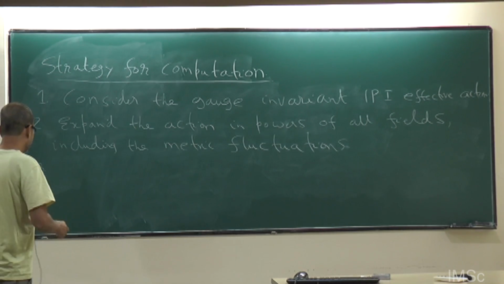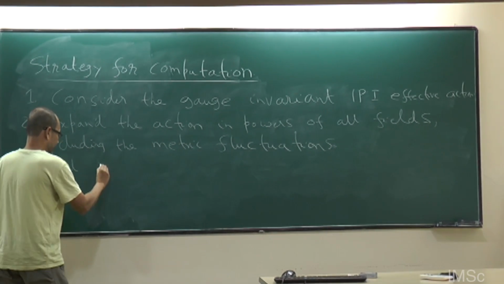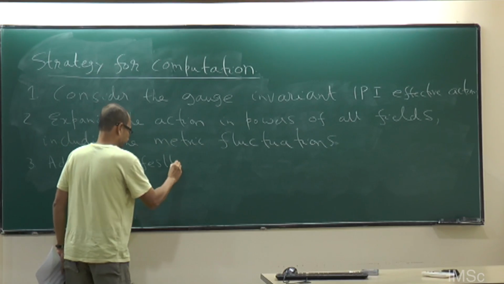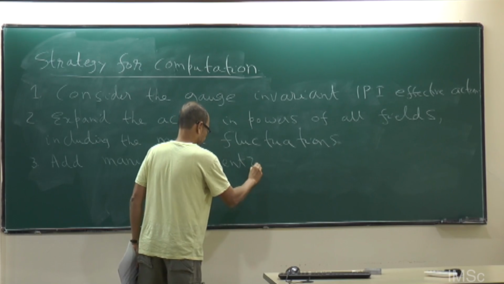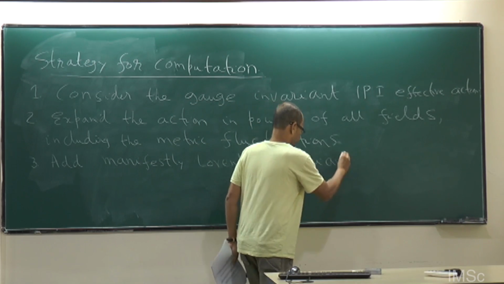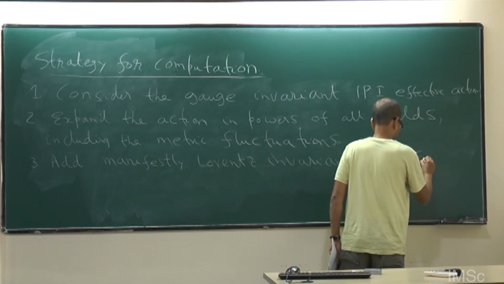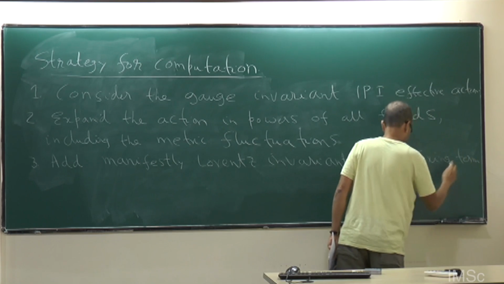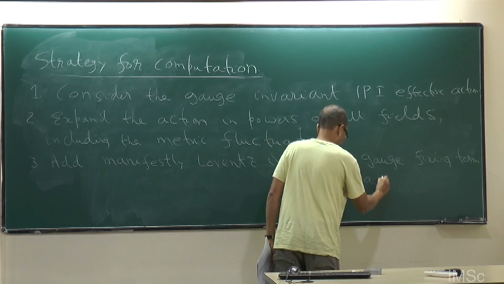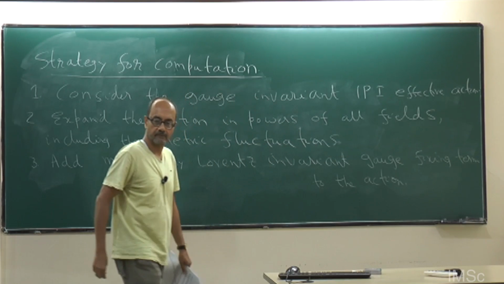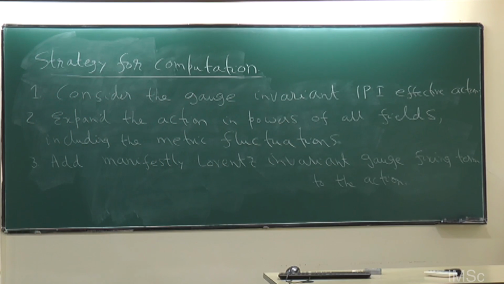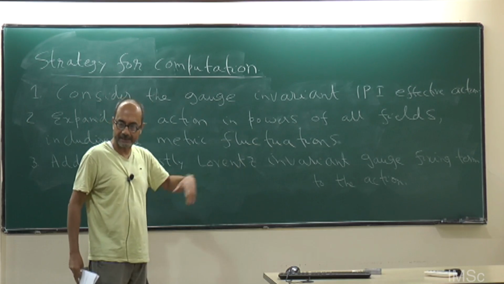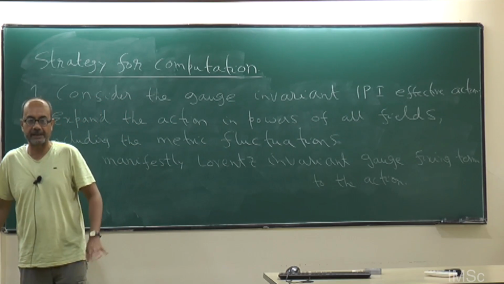So the third step is to add, and here is one important step, a manifestly Lorentz invariant gauge fixing term. Of course, the gauge fixing term has to break general coordinate invariance; if you are gauge fixing, it better break general coordinate invariance. But we will choose the gauge fixing term to be manifestly Lorentz invariant. I should perhaps say Poincare invariant, because you also don't want to break translation invariance. So the Poincare symmetry is preserved by the gauge fixing term.